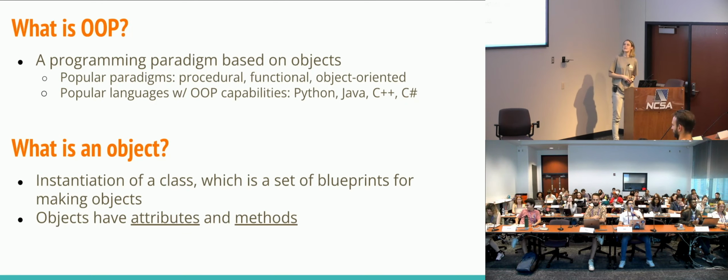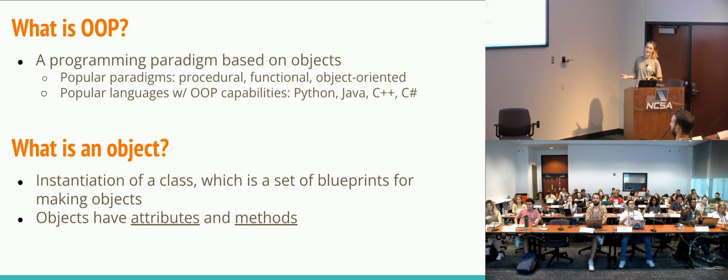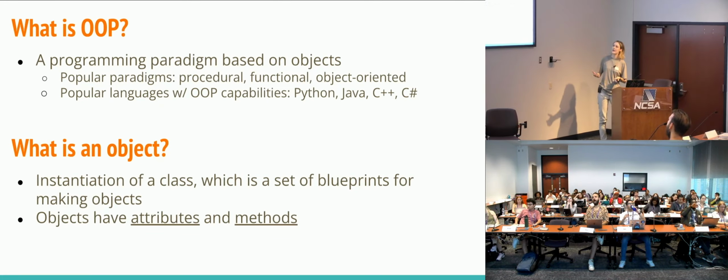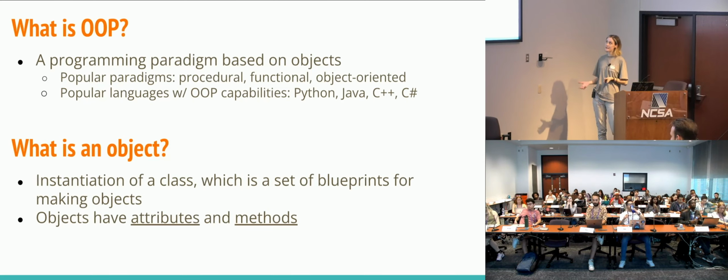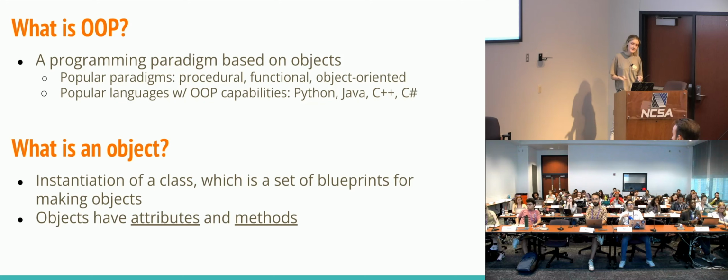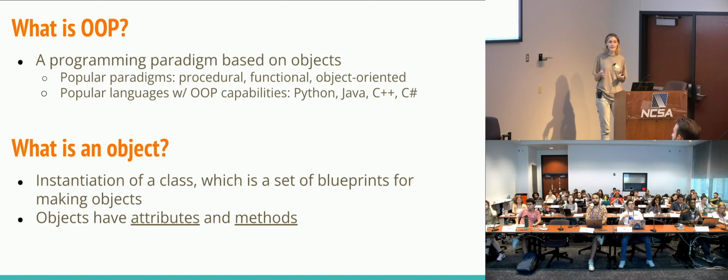What is object-oriented programming? It's a programming paradigm that's based on objects. Some other popular paradigms you might have heard of are procedural and functional, and some popular languages that have object-oriented programming capabilities are Python, Java, C++, and C#. And there are many, many more, but these are the crowd favorites.